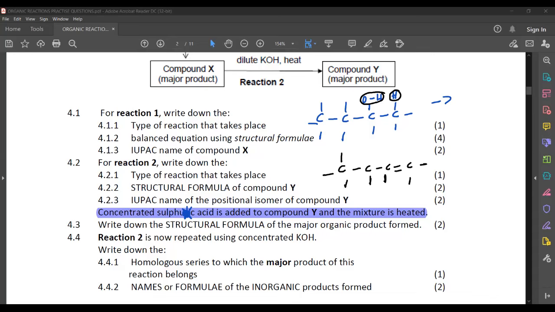The question then asks for the homologous series to which the major product belongs. It's an alkene. There's a double bond between the carbon atoms. So that's how it looks. Is that okay? Yes, sir. Thank you. You're very welcome.